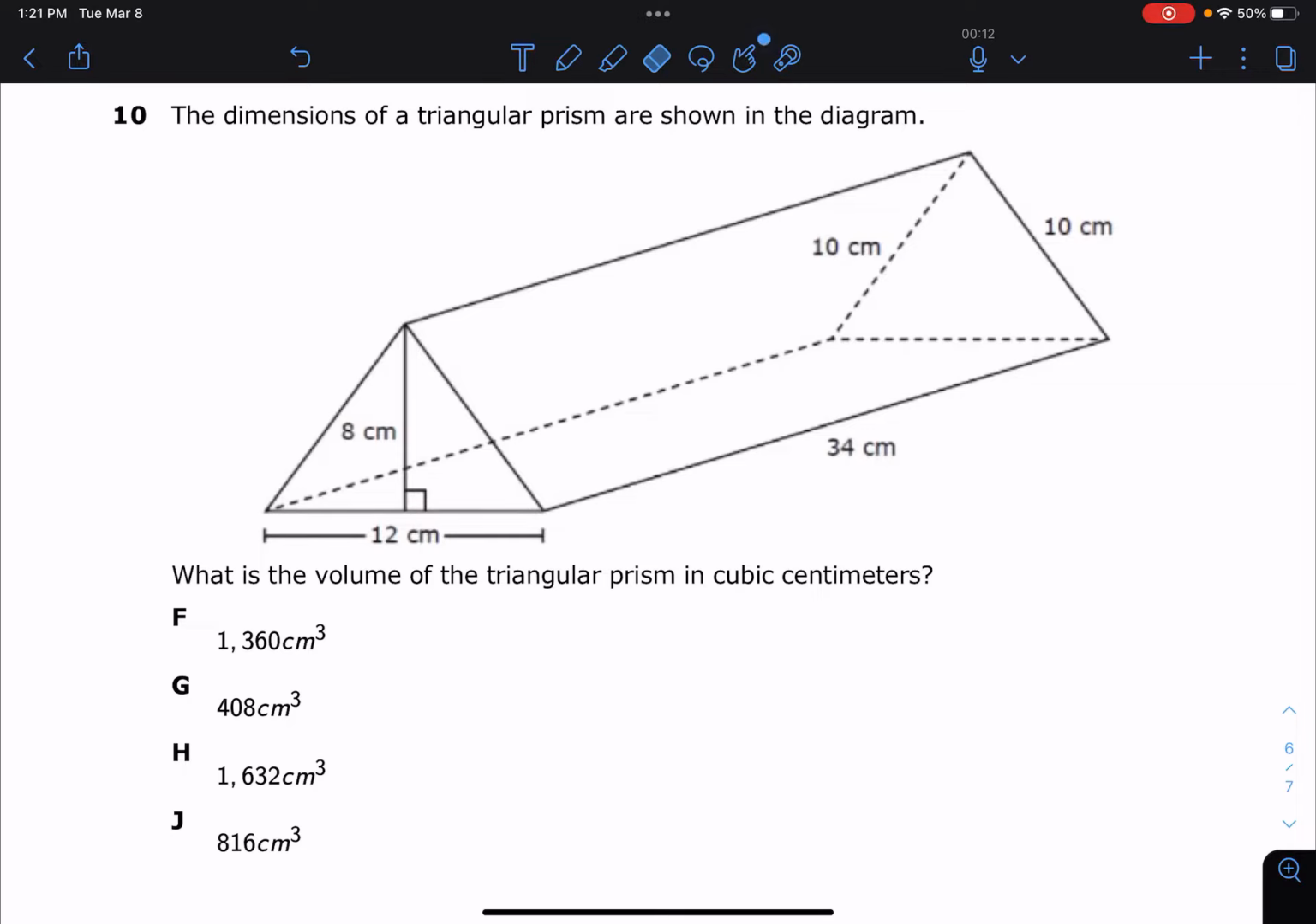All right, boys and girls, so this is the volume problem. You're going to use this video to help you solve the rest of the volume problems. Number 10 says the dimensions of a triangular prism are shown in the diagram. What is the volume of the triangular prism in cubic centimeters?